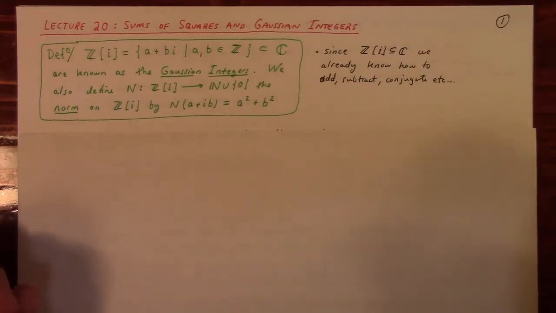So begins lecture 20 on sums of squares and the Gaussian integers. So let's get to it.